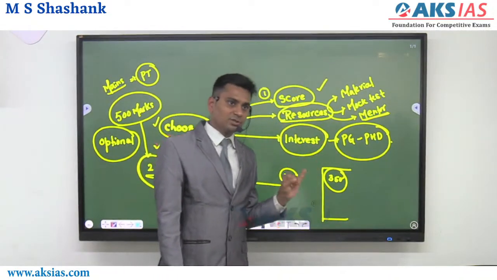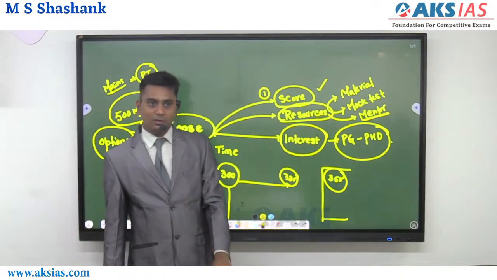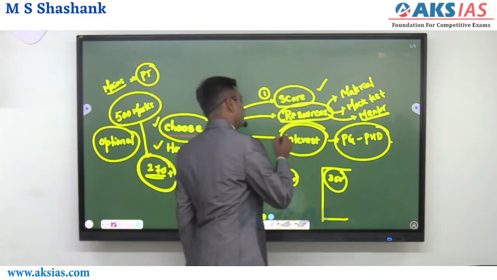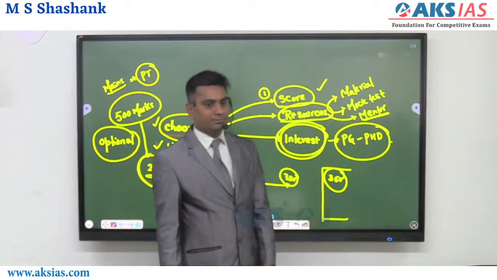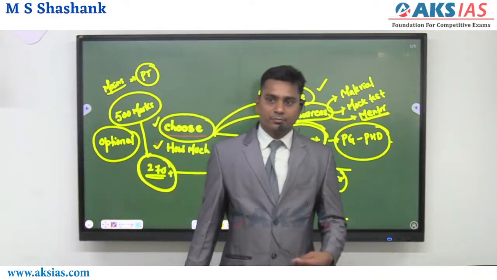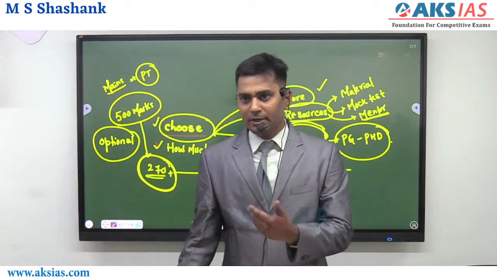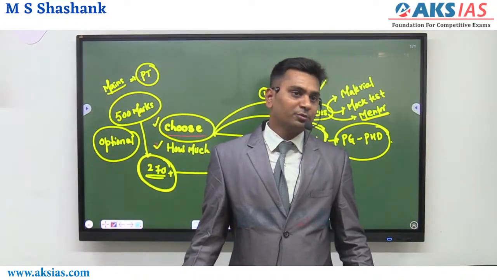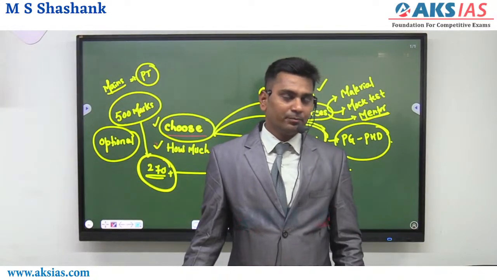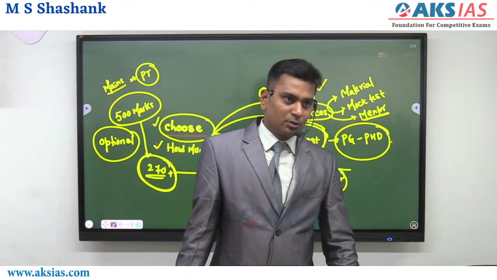So first one is score, the second one is resources, and the third one is your interest. This is the combination on which we have to choose any optional. Not only here, any optional. If you are having a doubt which optional I have to choose, this is the one.